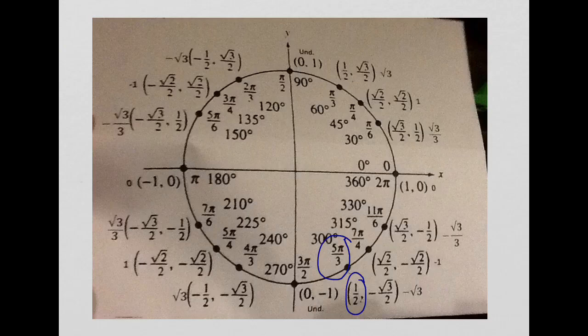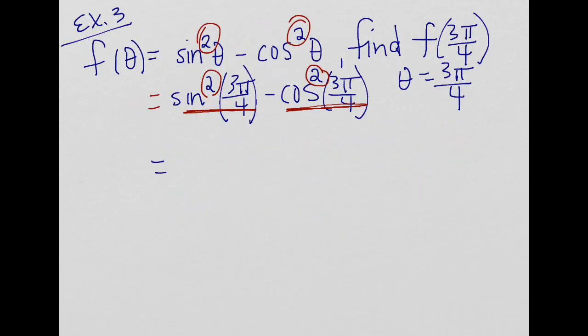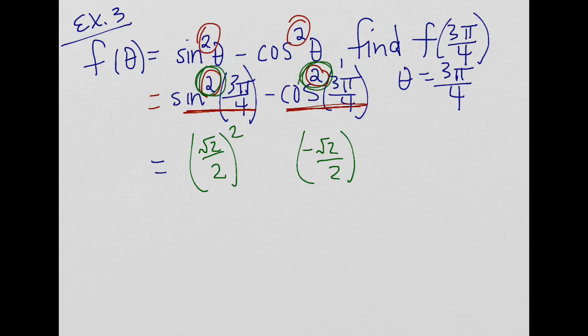So we go to, let's switch colors, 3 pi over 4. And we're going to find the cosine and the sine. Negative square root of 2 over 2 and square root of 2 over 2. Okay? So the cosine is negative square root of 2 over 2. Okay? And the sine was square root of 2 over 2. And then I'm going to take these and now I'm going to square them. So I'm going to square it, I'm going to square it, and I'm going to subtract them.